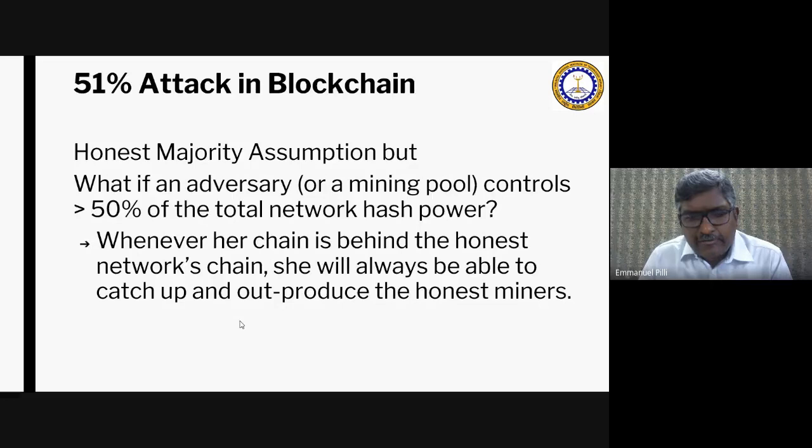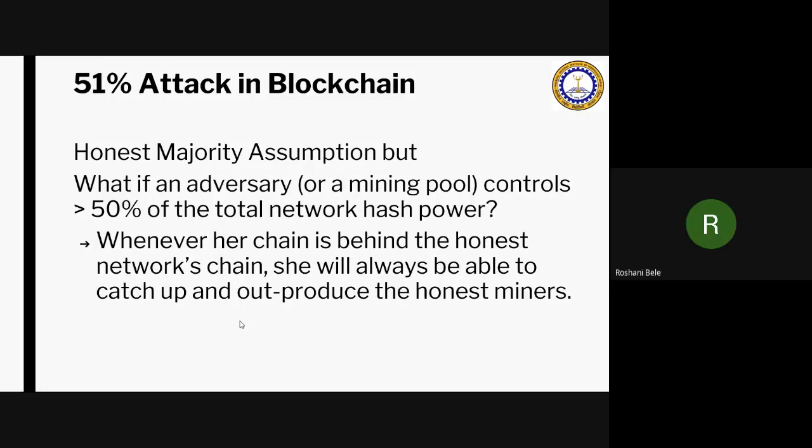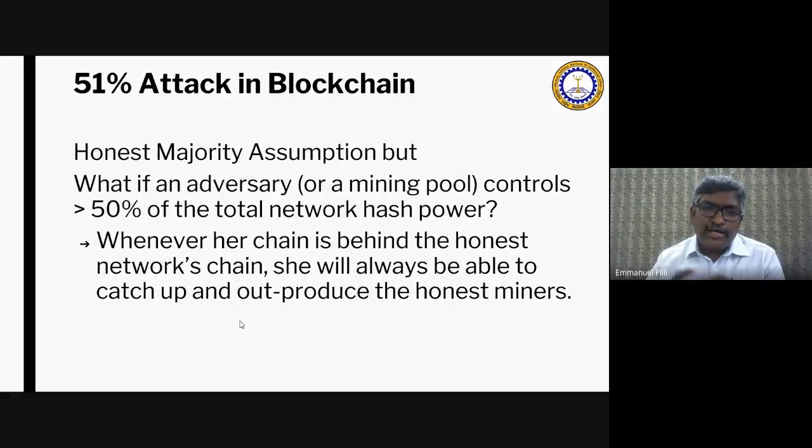So the honest majority assumption fails if an adversary controls 50% of the total network hash power. So what happens if he has to approve 6 transactions? He can get many of his friends who hold the total network hash power, and all of them are interacting, maybe on a blockchain or maybe another chatting mechanism or WhatsApp or something. And whenever the chain is behind the honest network's chain, she will always be able to catch up and outproduce the honest miners. So some serious people are working, but they are not in touch with one another. But here you have 50% of the people who are known to each other. So you can try to dominate and make your own network prominent, and then you can take it. So that is something which can be done.